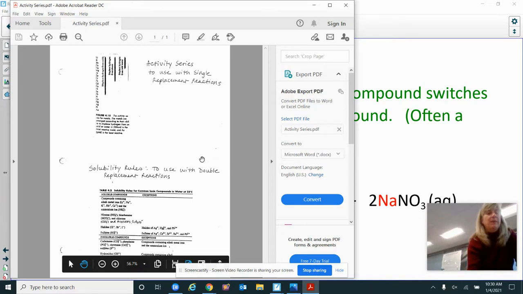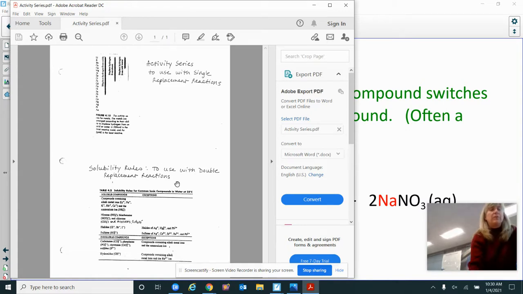Okay, so you have this paper, you should have this paper, or you can print off another copy here. So the top is the activity series to use with single replacement. The bottom is the solubility rules to use with double replacement. Okay, so from this paper here, I'm going to just kind of go through it with you.